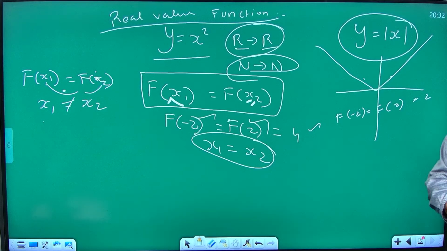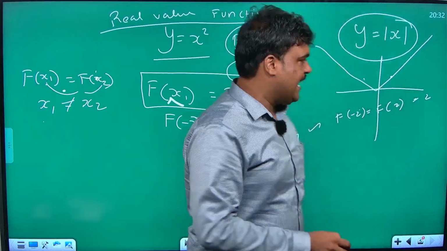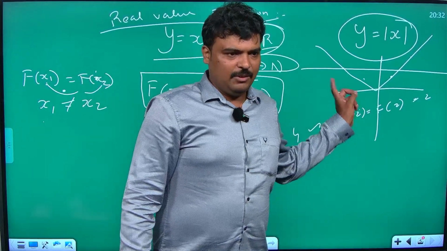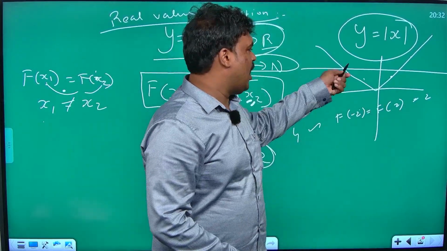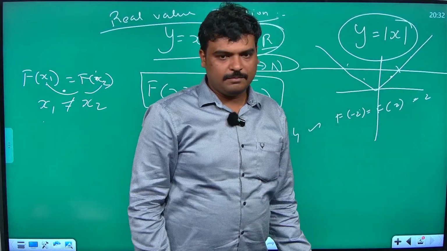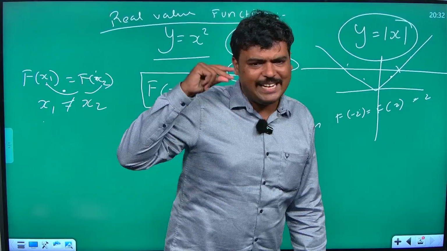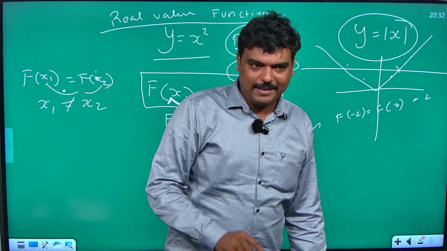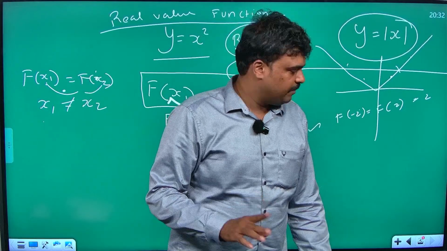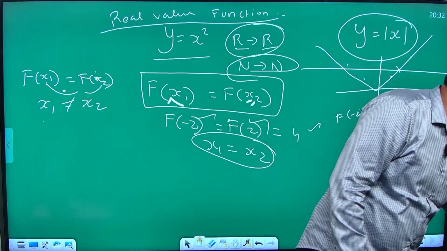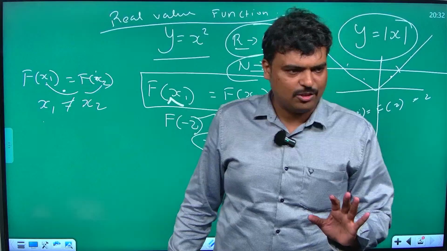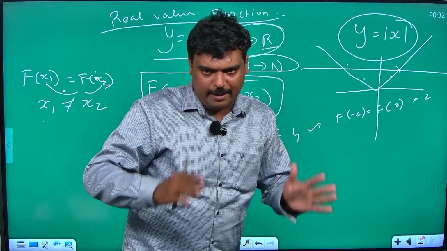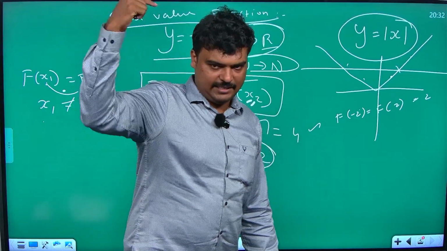Guys, if you know the graph, we can check by using the vertical line test. I will draw a line and check how many times it touches the graph. It should be only one. If it touches more than once, it is not a one-to-one function. Understood? So you can say it through this line test as well. If a graph is given, you can use the line test to say the answer, right?